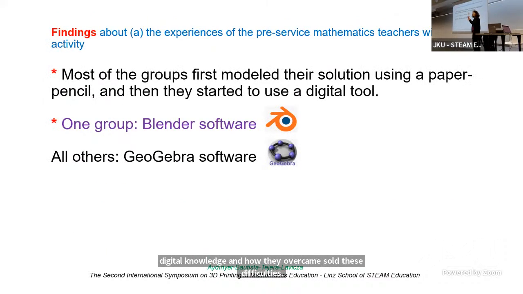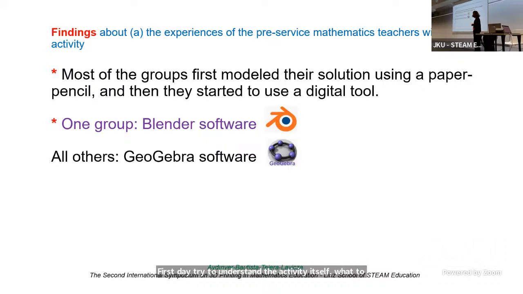First, they tried to understand the activity itself, what to do, something like that. And they asked questions in this process as well. Most of them started to solve the activity by using paper and pencil work, actually. And then they started to use a digital tool. Just one group used Blender software, and all the other groups used GeoGebra software.